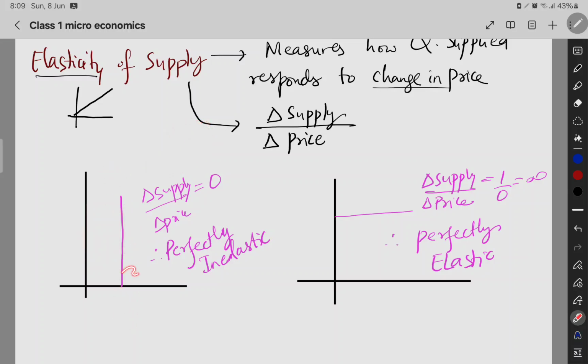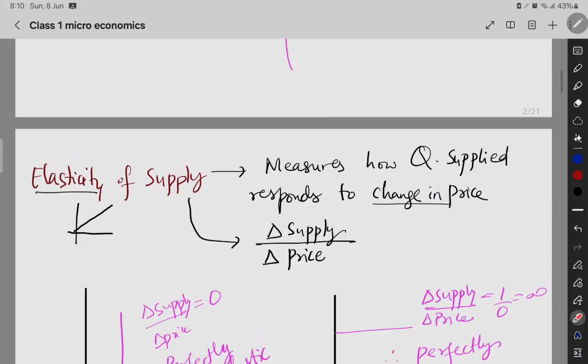So my quantity supplied did not change here. It is constant. Q is constant. My formula gives me 0. So this is perfectly inelastic. If I am getting change in supply with respect to change in price, here which term is 0? This is price, right? So my denominator is 0. This becomes infinity. That means this is perfectly elastic.